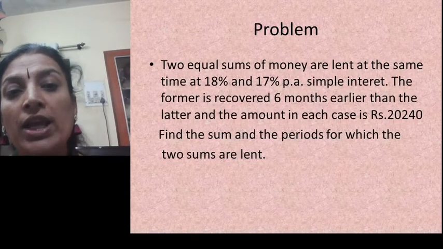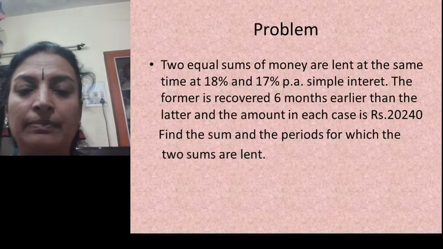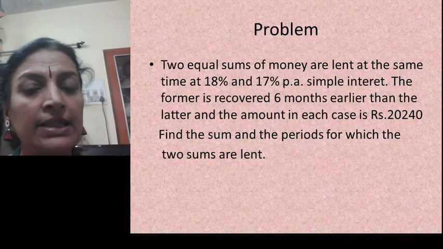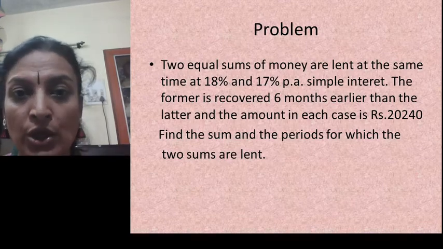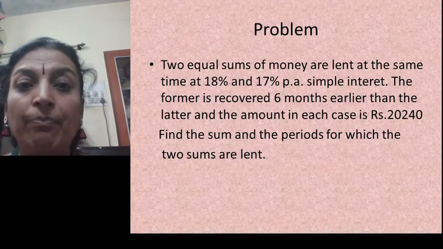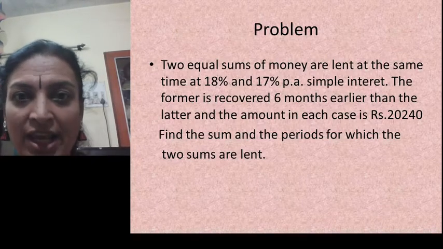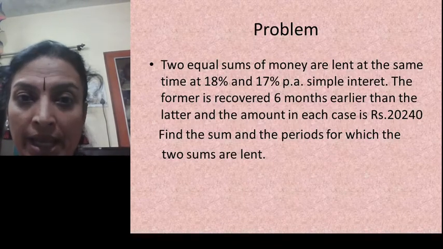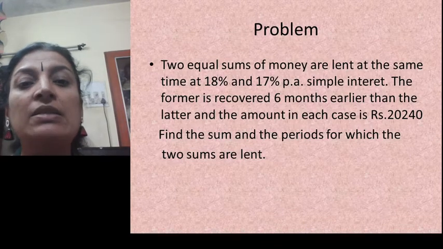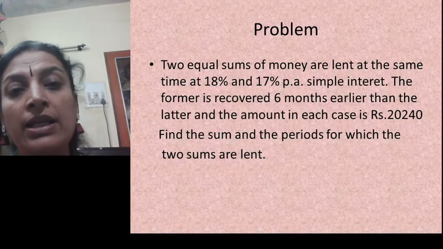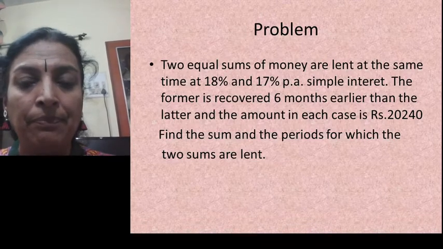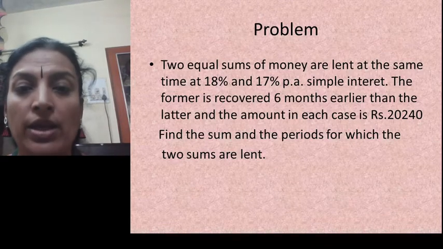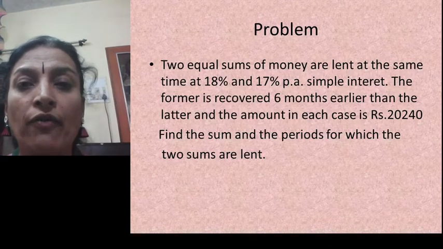Here, two equal sums are lent and the rate of interest, that is R, is 18% and 17%. In both situations, we are observing that the amount is 20,240. It is the same, but the n, or the time period, is varying. In the earlier case, it is 6 months earlier, and in the latter case, it is 6 months later. So 6 months is equal to 0.5 year, half year.